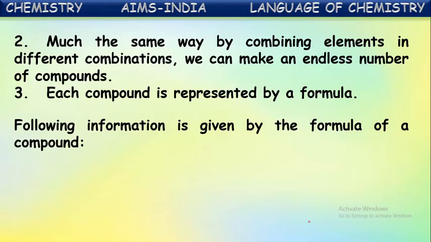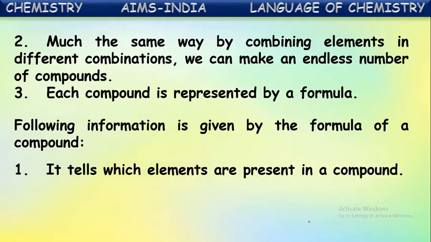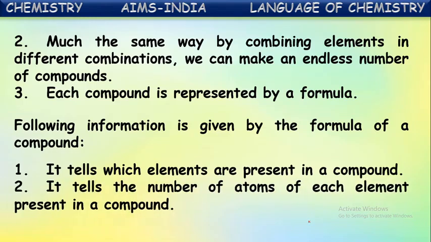So what information do we get from the formula of a compound? The following information is given by the formula of a compound. One, it tells which elements are present in a compound. By the formula, we can understand which elements are present in the formation of this compound. Two, it tells the number of atoms of each element present in a compound. At the same time, how many atoms combine to form this compound can also be identified from its chemical formula.